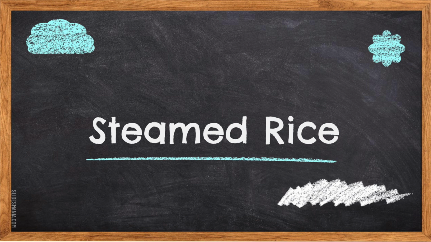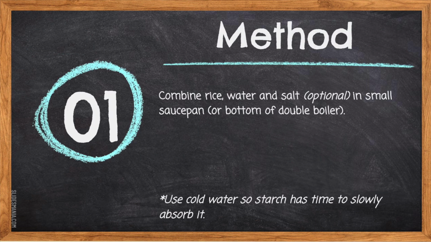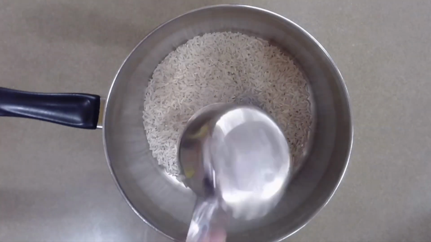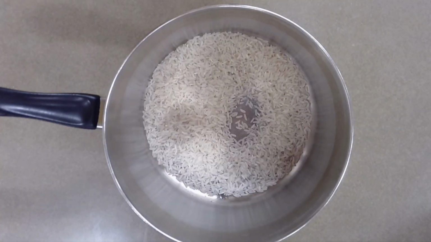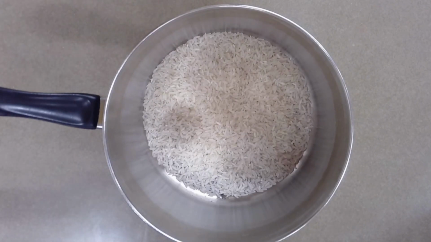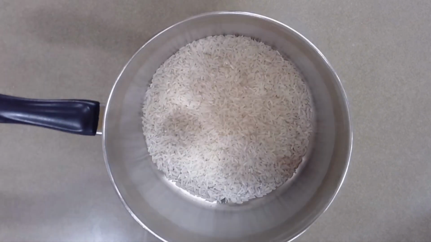Method for the steamed rice. Step 1. Combine rice, water, and salt, optional, in a small saucepan or bottom of the double boiler. Use cold water so starch has more time to slowly absorb it. Cooking rice on the stovetop can be tricky if your measurements aren't accurate. If you have too much rice or too little water, the rice will turn crunchy. If you have too little rice and too much water, the rice will turn mushy. So making sure you measure accurately is paramount.